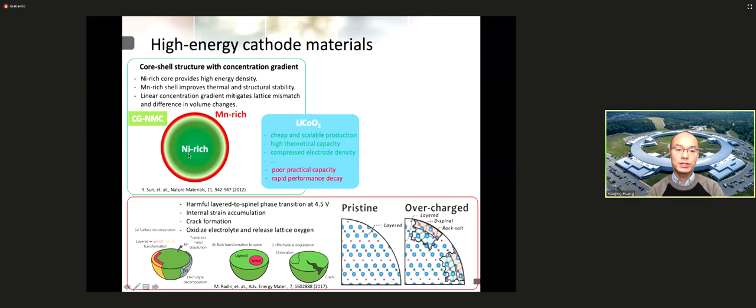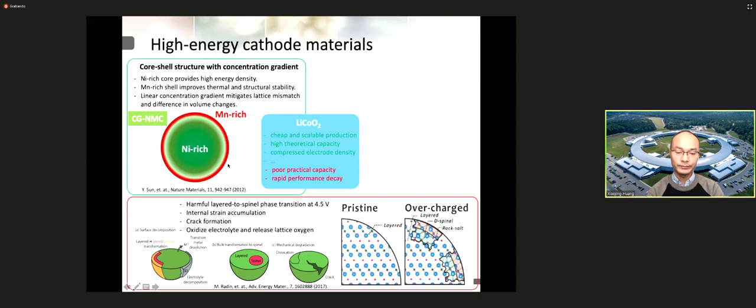And the concentration for each element is gradually changing from the core to the shell to mitigate the lattice mismatch and the difference in volume change. That's the first system we studied.